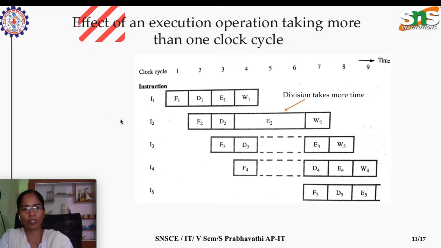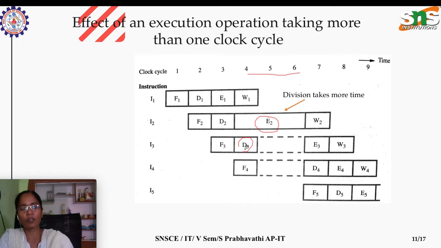For example, here instruction 2, if it is a division operation, takes more time compared to addition or subtraction. Suppose instruction 2 is carrying out a division operation, it takes 3 clock cycles, 4, 5, 6, to complete this instruction. So it will definitely affect the forthcoming instructions like I3, I4 and I5. See here, at stage 4 D3 is decoded, and at stage 5 it needs to be executed, but the execution of I2 is not yet completed.